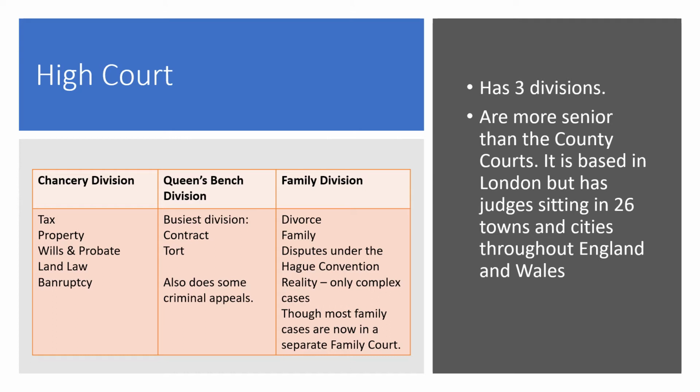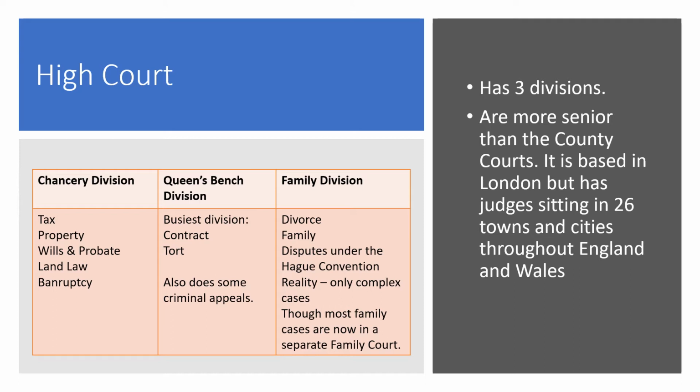Now, the busiest division is the Queen's Bench division, and they deal with contract and torts. Now, when you sue somebody for negligence, for example, that is within the tort of negligence, but there are many different torts, and contract, as you might imagine, is a very busy part of the law. So what we have then, they also do some criminal appeals, as the Queen's Bench division of the High Court we looked at when we did criminal courts.